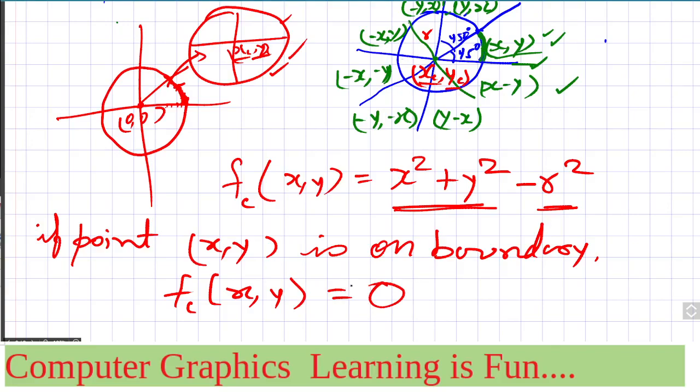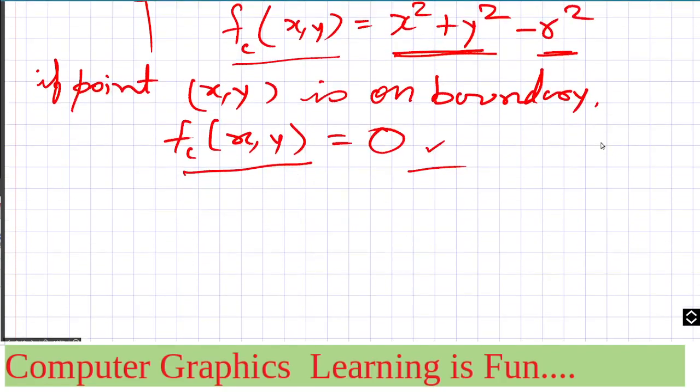So if the point is in the interior of the circle, for any point you are trying to calculate this f_c(x, y), and that point is inside the circle, then this will be some negative value. If it is outside the circle, in that case this will be a positive value, and if it is on the circle, definitely it is 0, right.